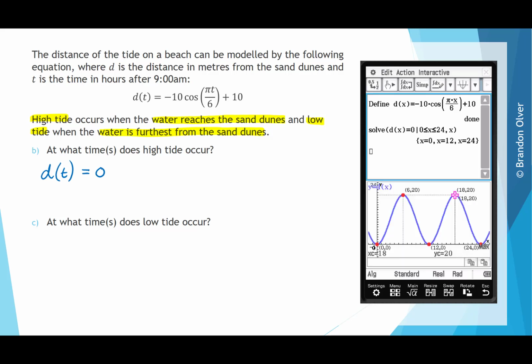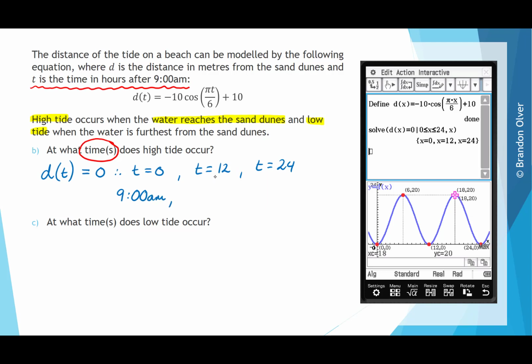So if we hide the keyboard, these are the same solutions at (0, 0), (12, 0), and (24, 0) that were on the graph before. So from the calculator, we find that t equals 0, t equals 12, and t equals 24 are the three values of t over our domain that satisfy the equation d(t) equals 0, which is when high tide occurs. So to complete question B, we're asked for the times, so we need to convert these into times, and we need to remember that t is the time in hours after 9 am. So t equals 0 is in fact 9 o'clock am.